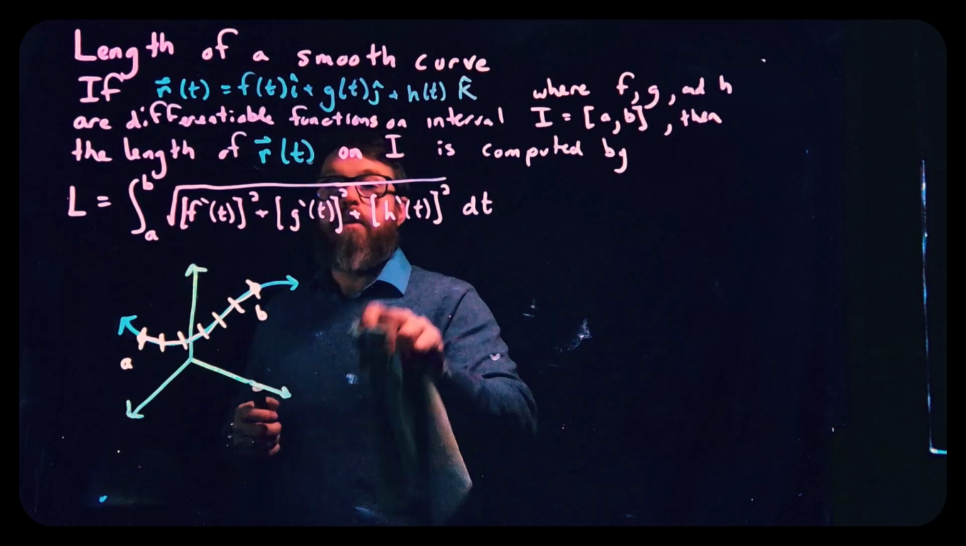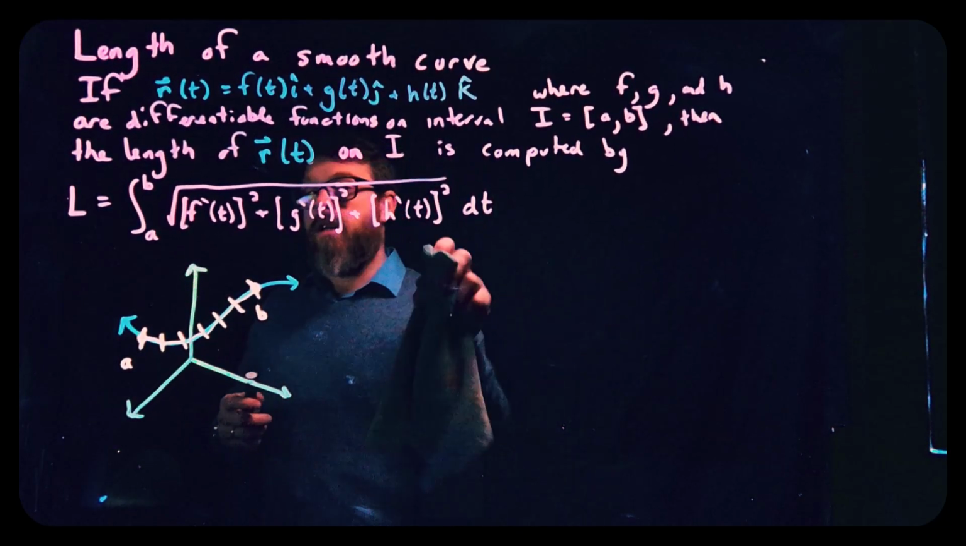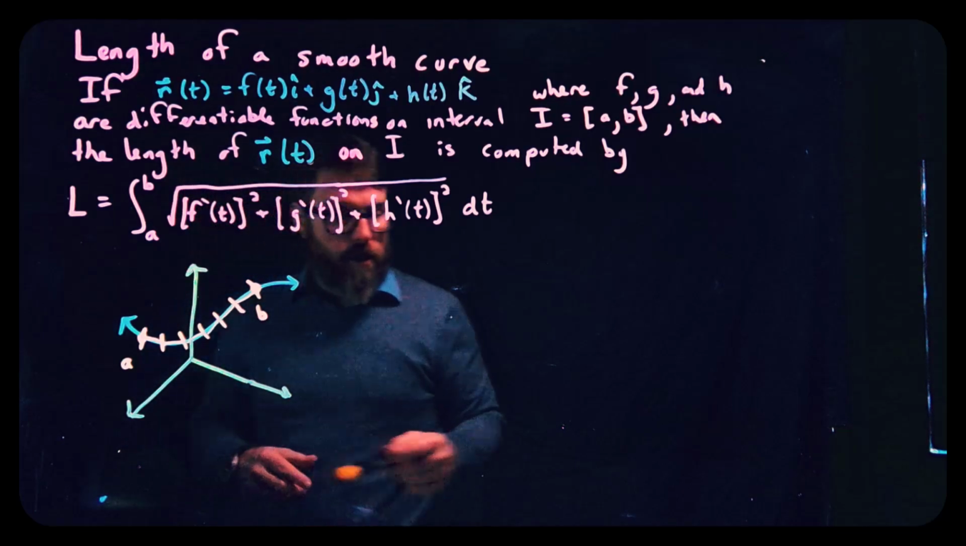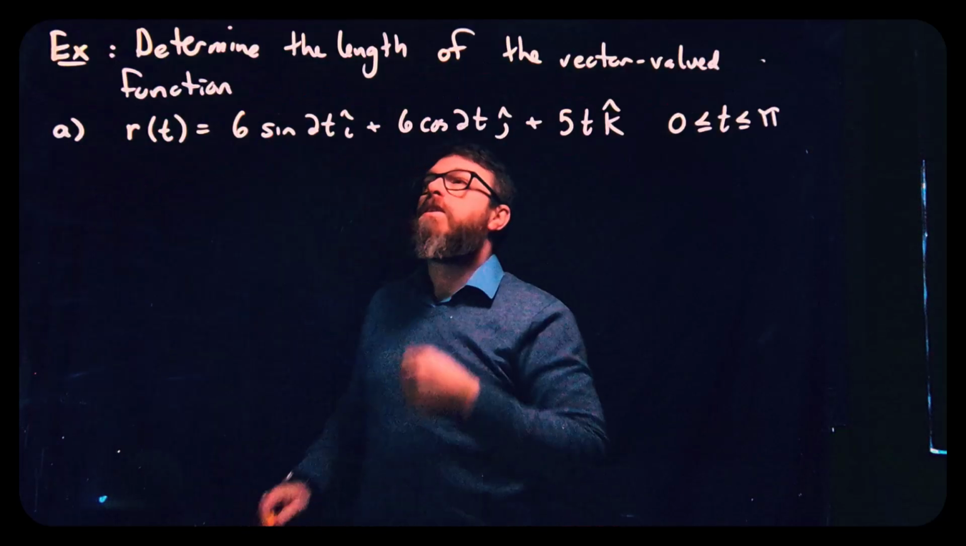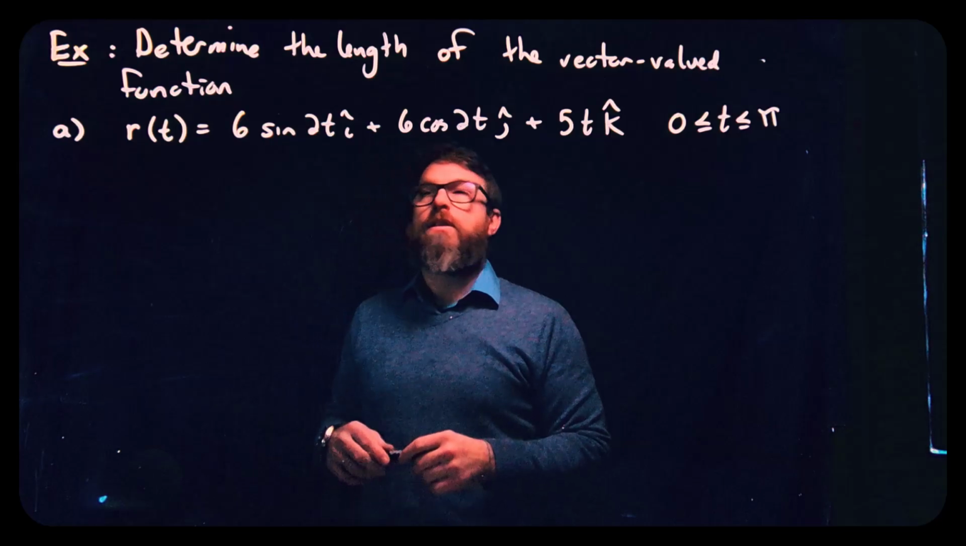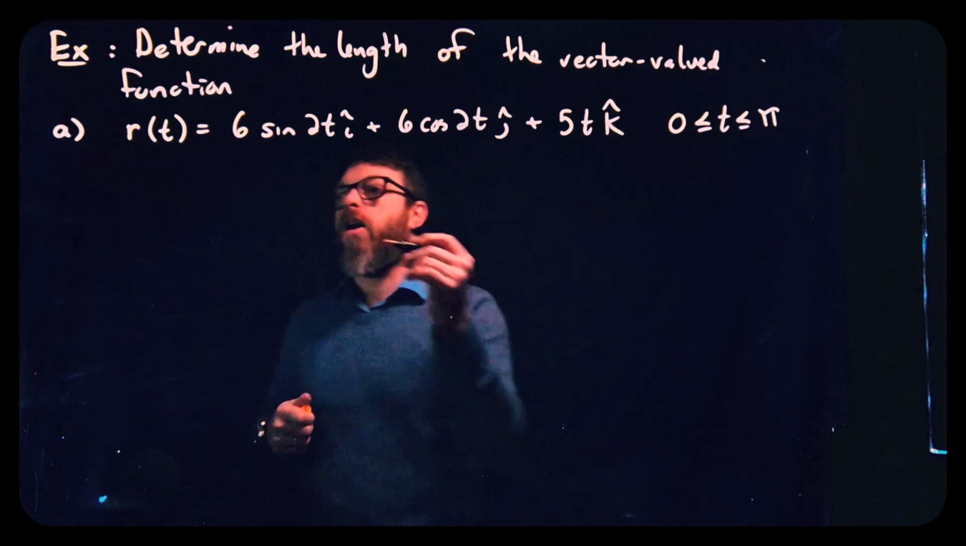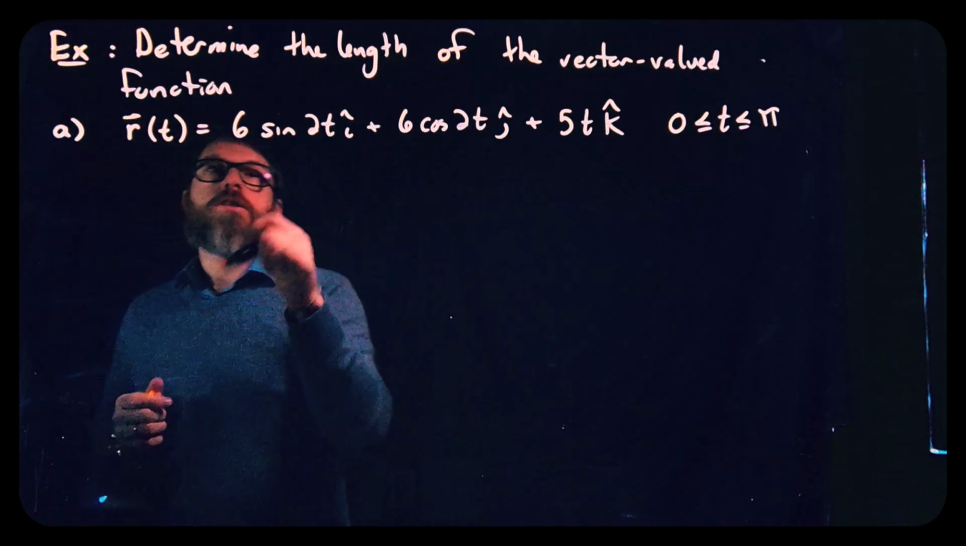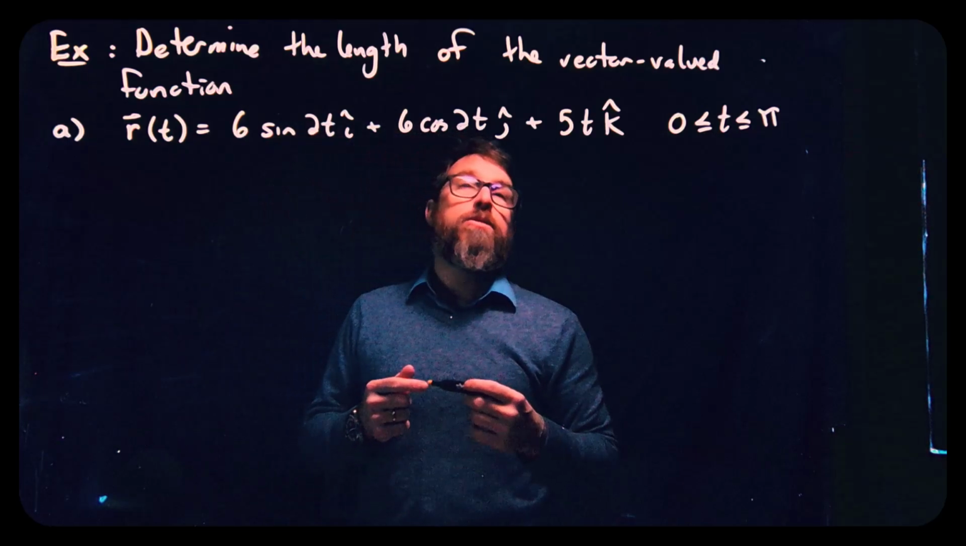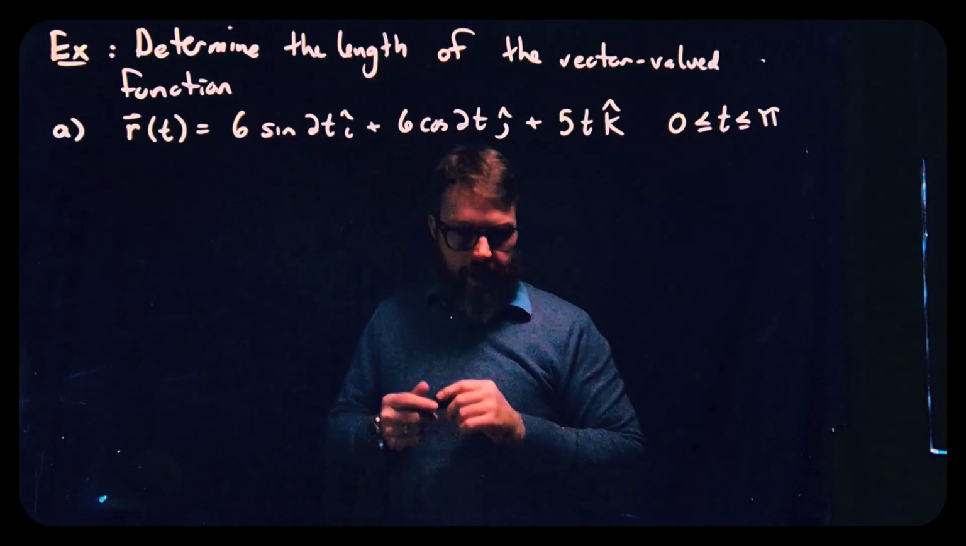Okay, so let's use this to compute the length of a curve. In this example, I want to determine the length of this vector valued function, and I've given r of t equal to 6 sine 2t i plus 6 cosine 2t j plus 5t k.